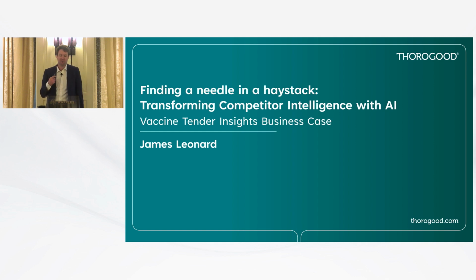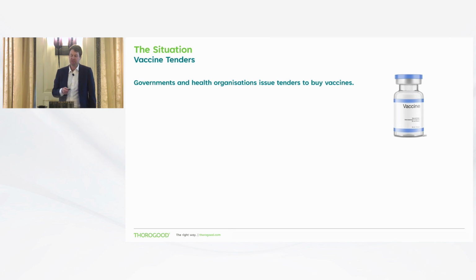This was specifically built for a competitor intelligence use case, but it is ultimately applicable for any kind of business case that you can think of that requires external search. The use case that this was originally developed for is to gather information for vaccine tenders for a pharmaceutical company, and this was described by our client as finding a needle in a haystack where there might not be a needle. So let me introduce the background and the customer in a little bit more detail.